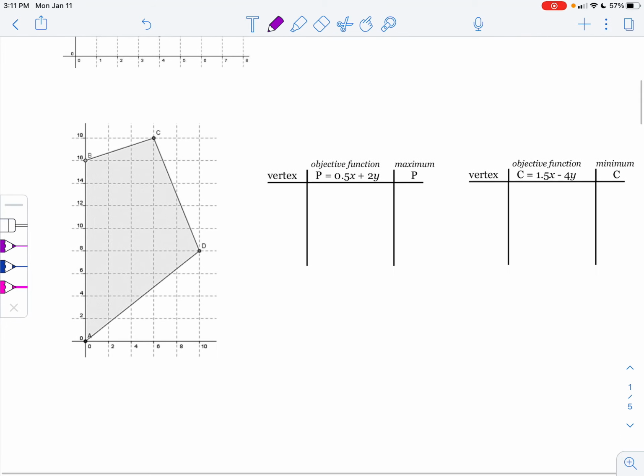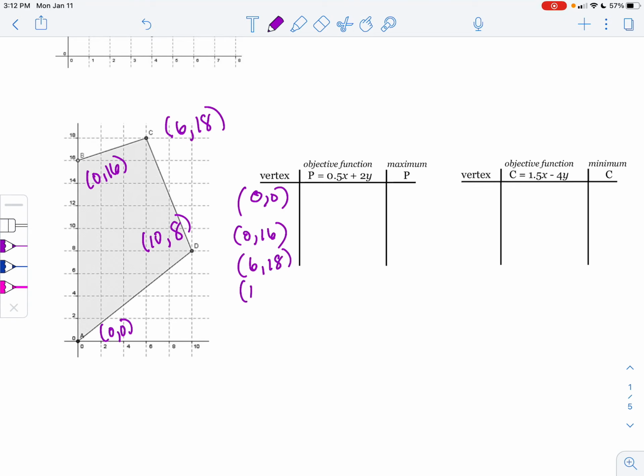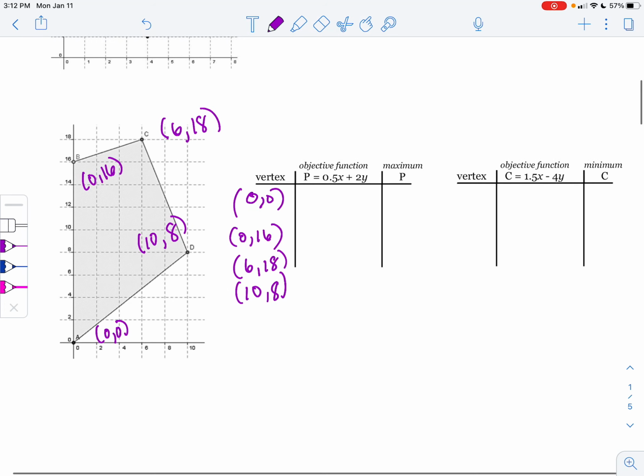Okay, so just another example where we do the same thing. Label your vertices. And 10, 8. Okay, and then we're going to put them into our table. And then this has a new objective function, and you'll see like this capital P quite a bit, P for profit. So in this case, we're probably trying to maximize our profit.